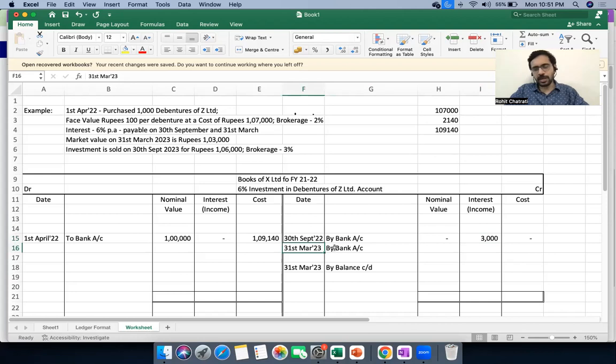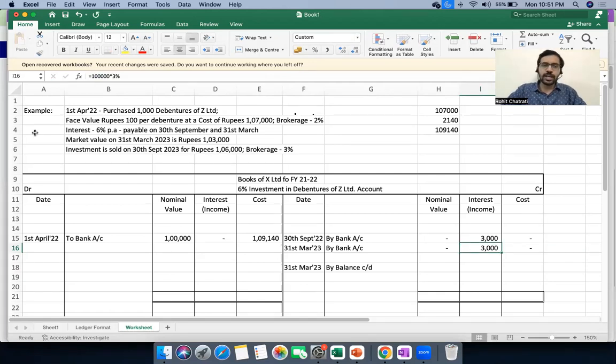Next, 31st of March 2023, I am again going to receive interest, which again is worth 3,000. I do not have to recalculate it. If the first installment was 3,000, the second installment is also going to be 3,000 rupees. So I will be recognizing interest worth 3,000 in the second period as well.